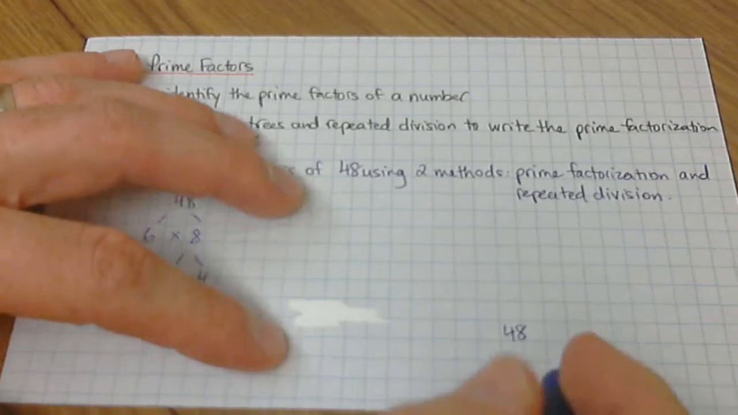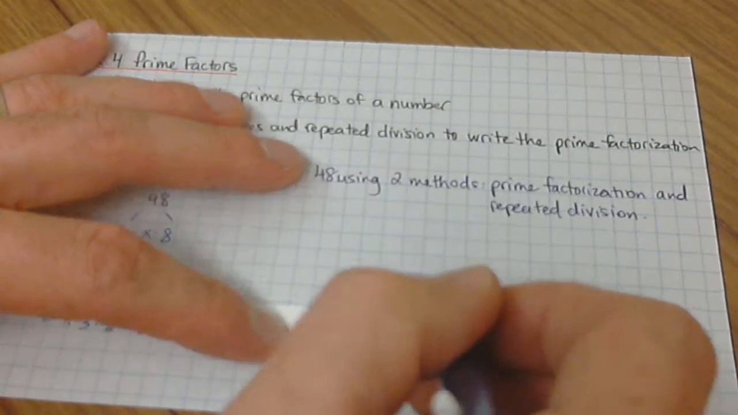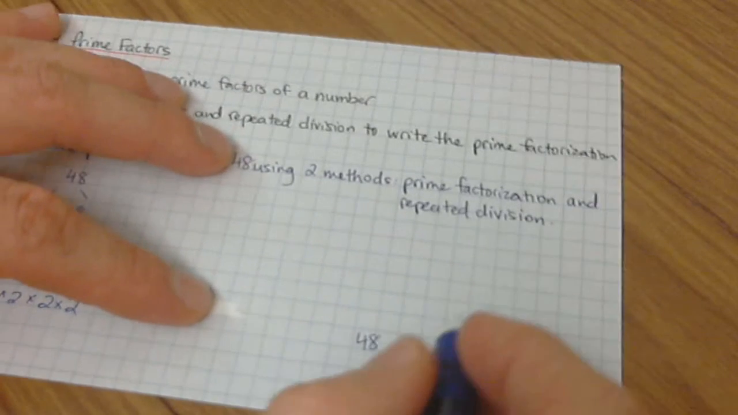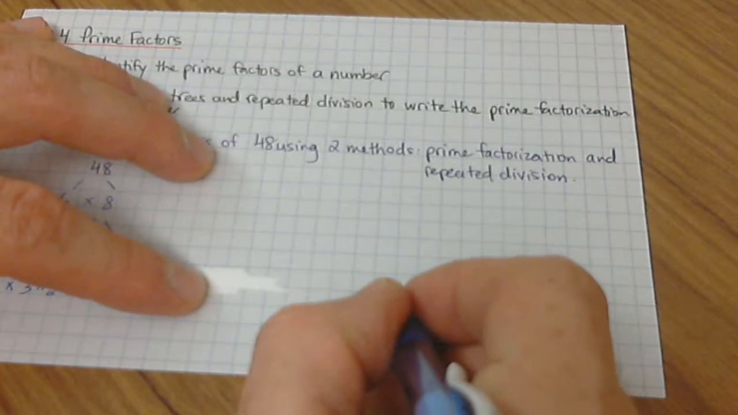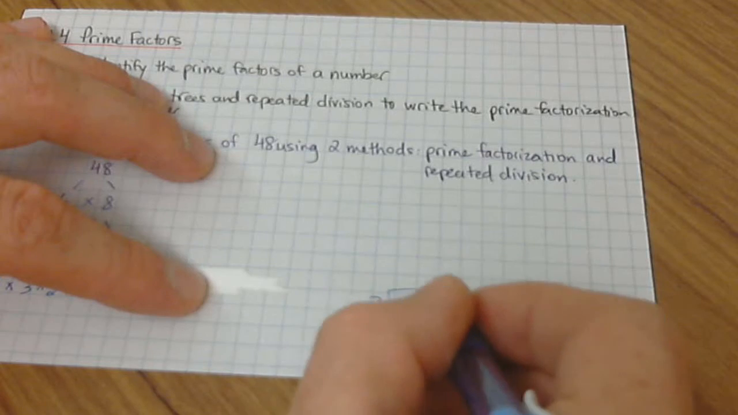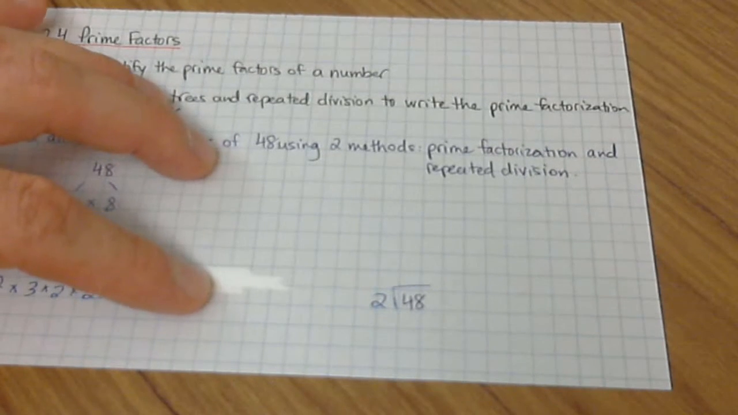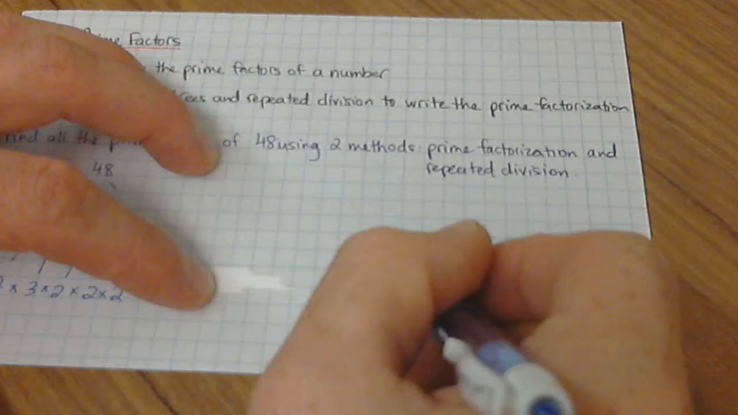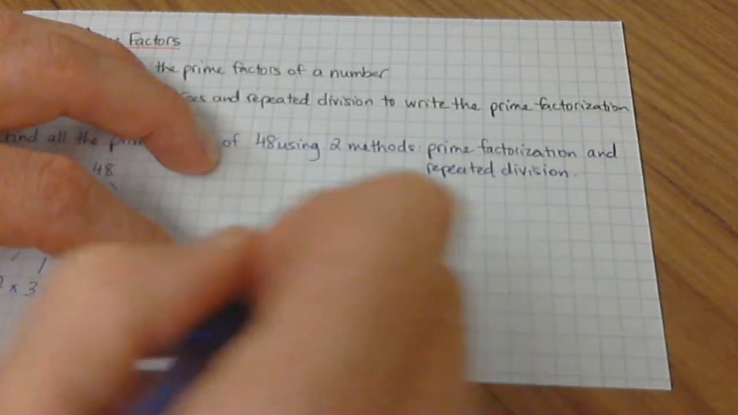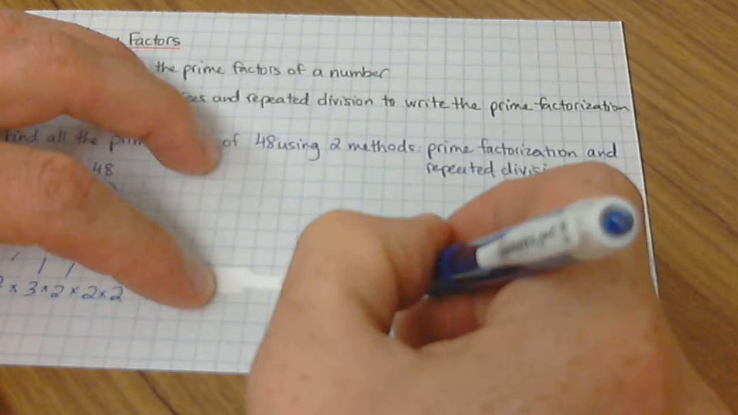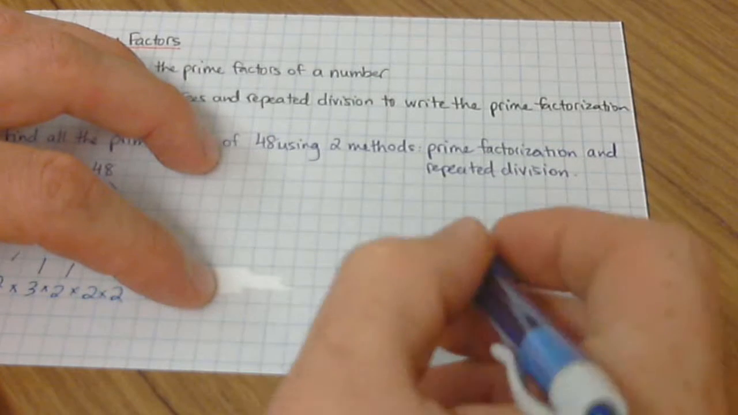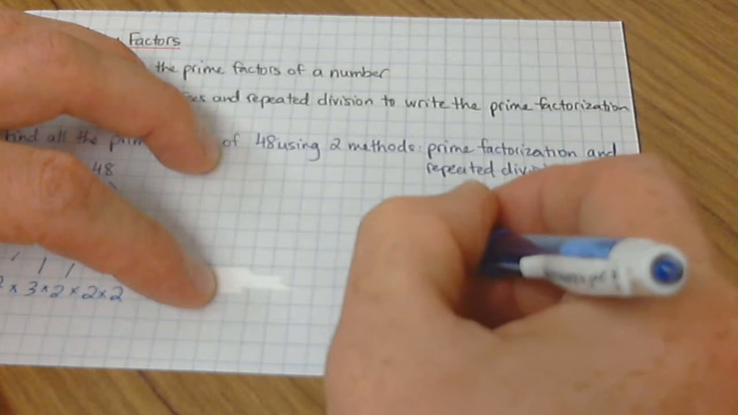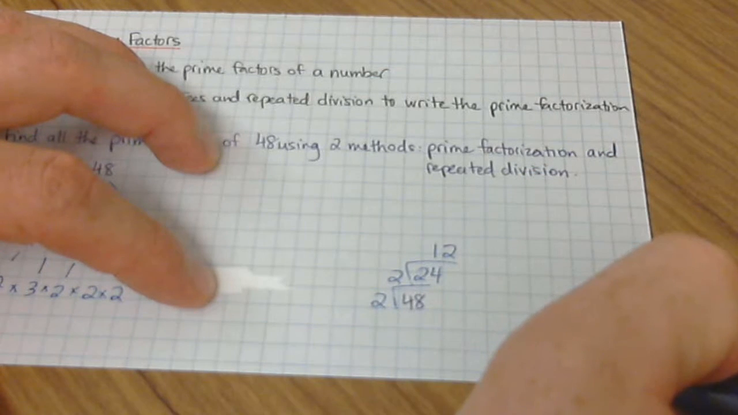Now, to use repeated division, what we're going to do is just kind of stack division on top of each other. Now, maybe that sounds a little weird, but try to follow me along on this one. So, I'm going to divide 2 into 48. I know that 48 is an even number, so based on our divisibility rule, I know that 2 will be a factor of it. And I know that 2 goes into 48 24 times. So I'm going to start stacking. 24 is an even number, so I'm going to divide 2 into 24. And I know that 2 goes into 24 12 times.